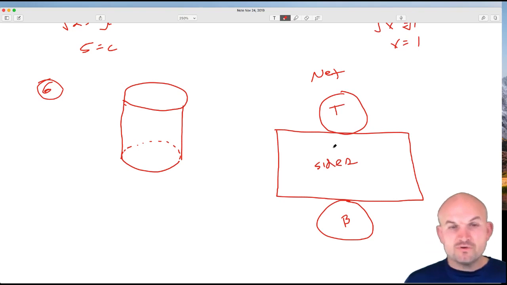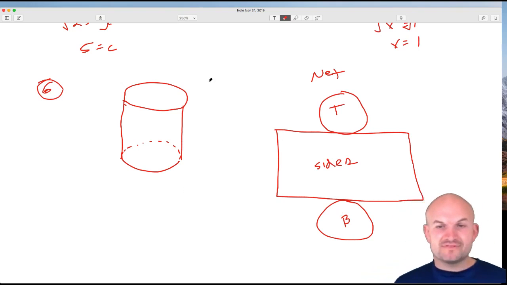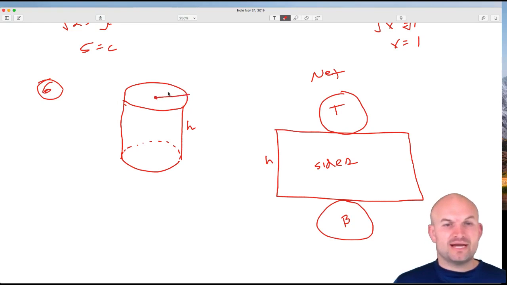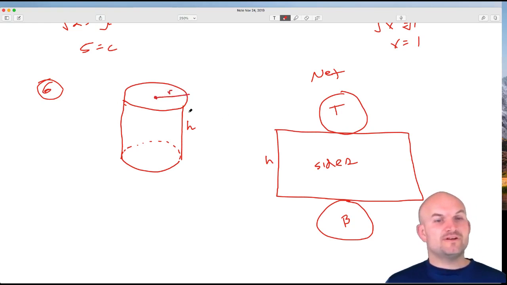Okay, so to find the surface area, we obviously have the height, right? So we'll call this the h. For both the top and the bottom, you can see those are the same, so we really only need to figure this out once. And so therefore we're going to have a radius, right? Now we need to figure out the area.